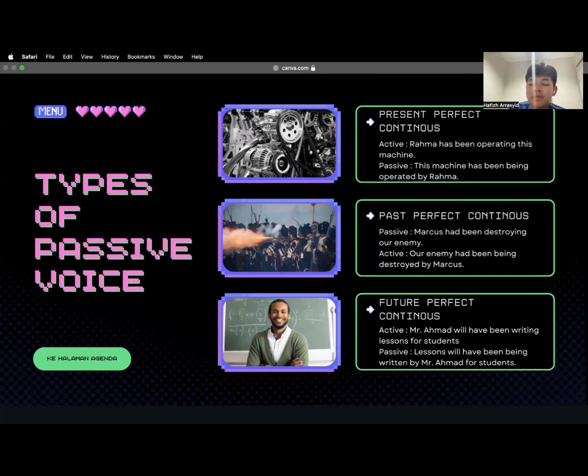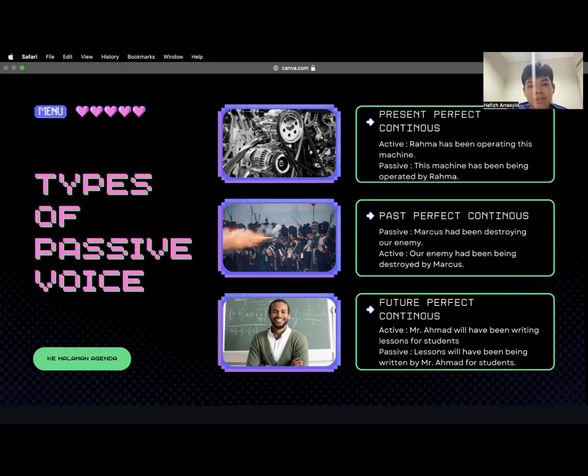Next, for the past perfect continuous examples, the active voice is Marcus had been destroying our enemy. There's a subject, had, been, and verb. For the passive voice, our enemy had been being destroyed by Marcus. There's a subject, had, been, being, and verb 3.